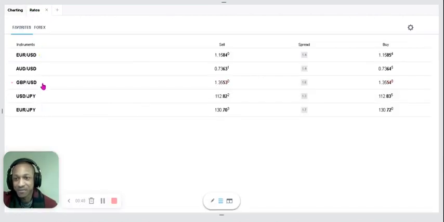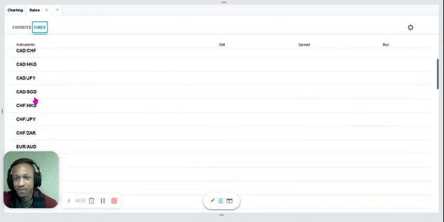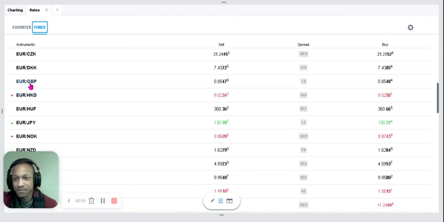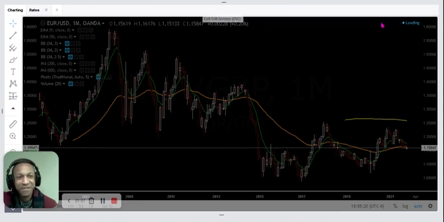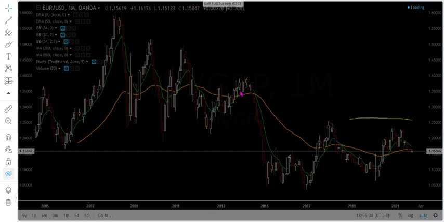Euro GBP. Oh Lord, where is it? Boom. Seems like I earned more on this one than Euro USD, but it's payback time now, based on some things that happened to me earlier.